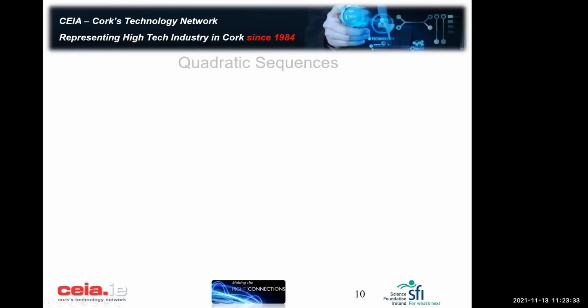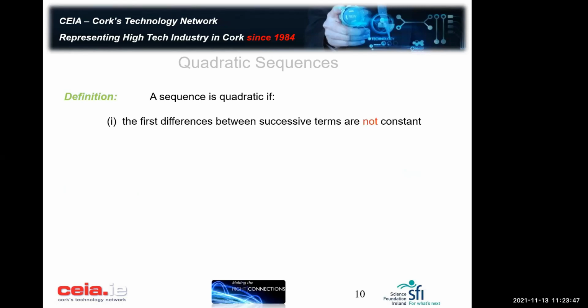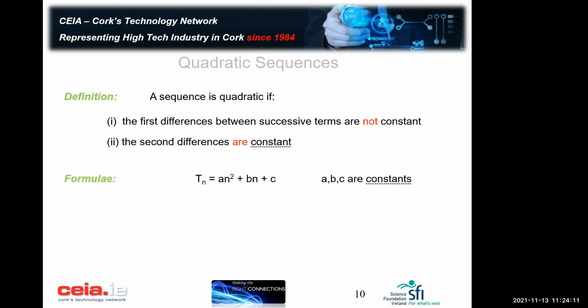Now we'll go on to our quadratic sequences. We've already discussed arithmetic sequences, which are sequences where the difference between the terms is a constant difference. Now, the sequence is quadratic if the first differences between successive terms are not constant. In other words, you get a different number every time you subtract one term from another. However, the second differences are constant. In other words, when you get the first differences, you subtract the first differences from each other, and that's what's called the second differences. When they are constant, you know you have a quadratic sequence.